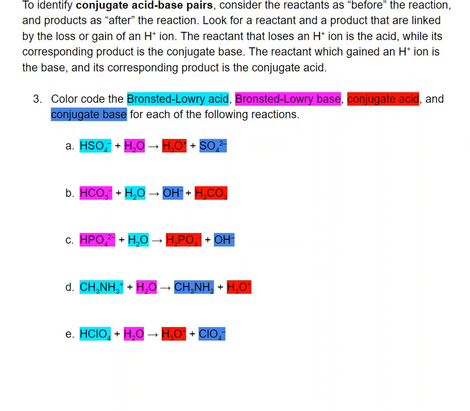Here we see that HCO3- becomes H2CO3. That means this is acting as a base because it's accepting an H+ from water, which is acting as my acid. These are just several examples. We just want to connect them based on the loss or gain of H+ and then label them accordingly.